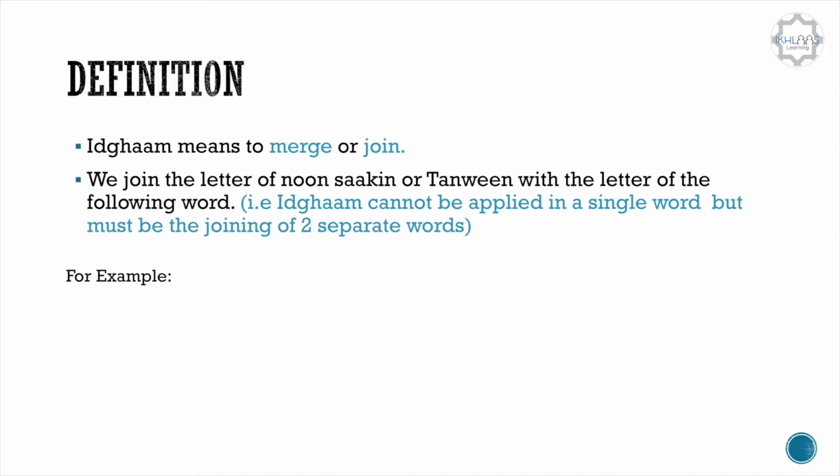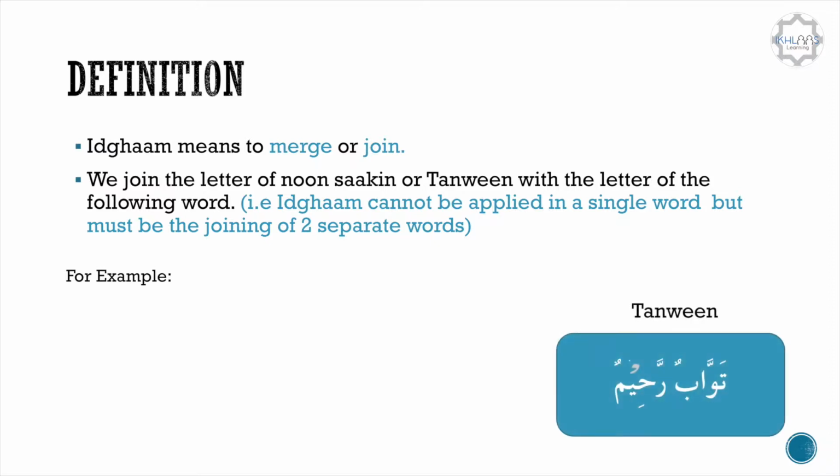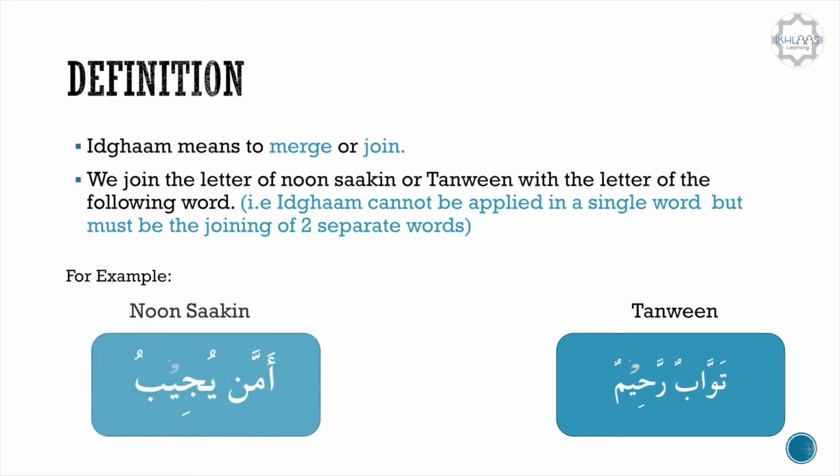Idghaam means to merge or join. We join the letter of Noon Saakin or Tanween with the letter of the following word. This means that Idghaam cannot be applied in a single word, but must be the joining of two separate words. For example, we have the word Tawwabur Rahimun for Tanween example. And for the Noon Saakin example, we have Amman Yujibu.